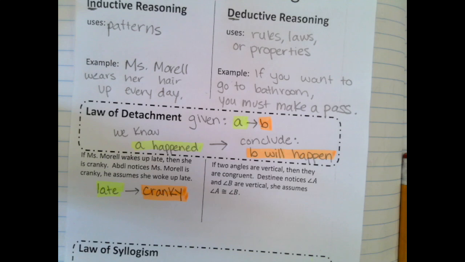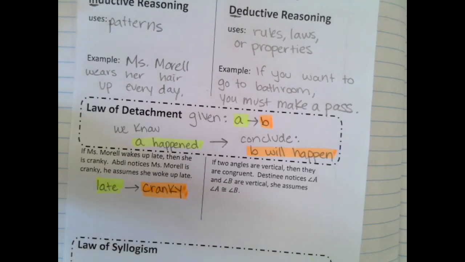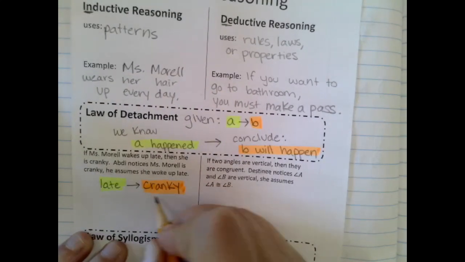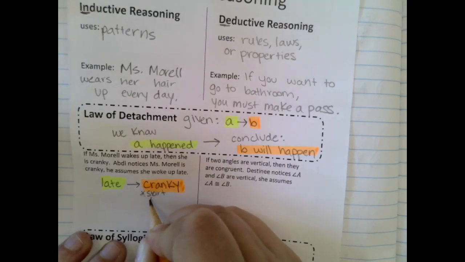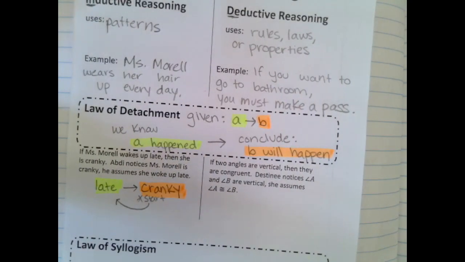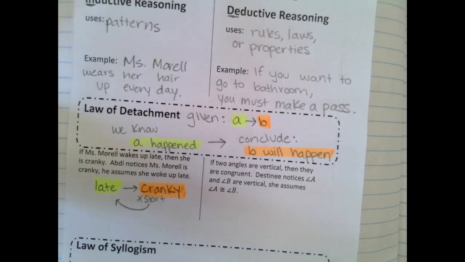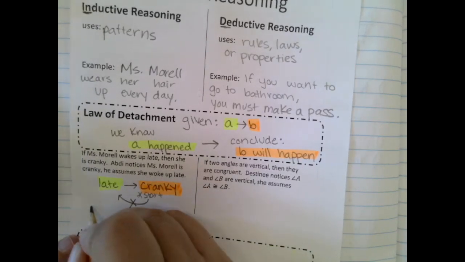So if I wake up late and I get to school, usually I'm a little cranky at the beginning of school. Okay. However, did I tell Abdi, hey, I woke up late today? No, what did Abdi realize? That I was cranky. I'm starting here. So if I start here and I go to being late, can I work my way backwards? If I'm cranky, does that mean it must be because I woke up late? No. So we can't work backwards. This won't work. So no backwards direction.